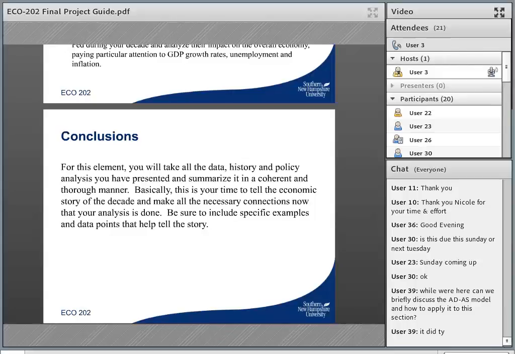And of course, the actual events and data points that happened. You'll want to highlight specific recessions that happened during your 10-year time period, or any economic booms, times of economic expansion that you'll want to note. And of course, major swings in inflation and unemployment. You'll want to reiterate those here. And really just tie all the pieces together and make your one last statement about what you found out about your time period in terms of the aggregate economy.